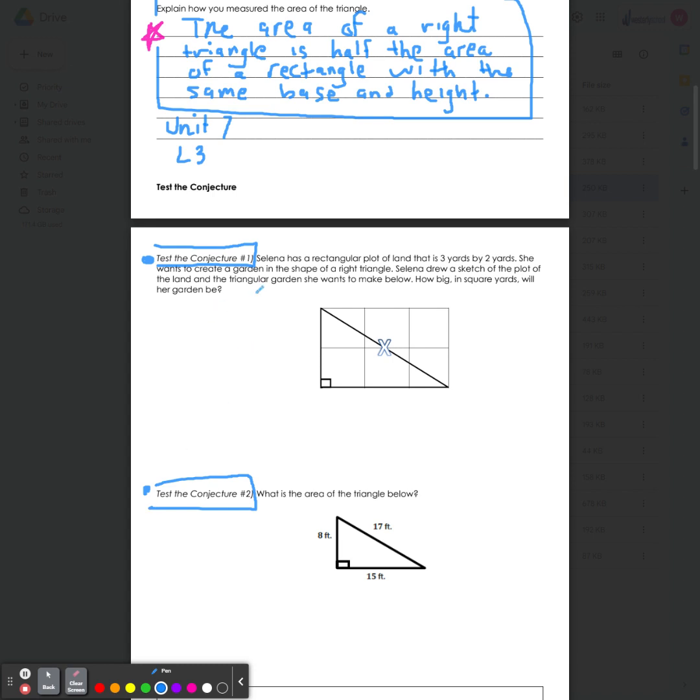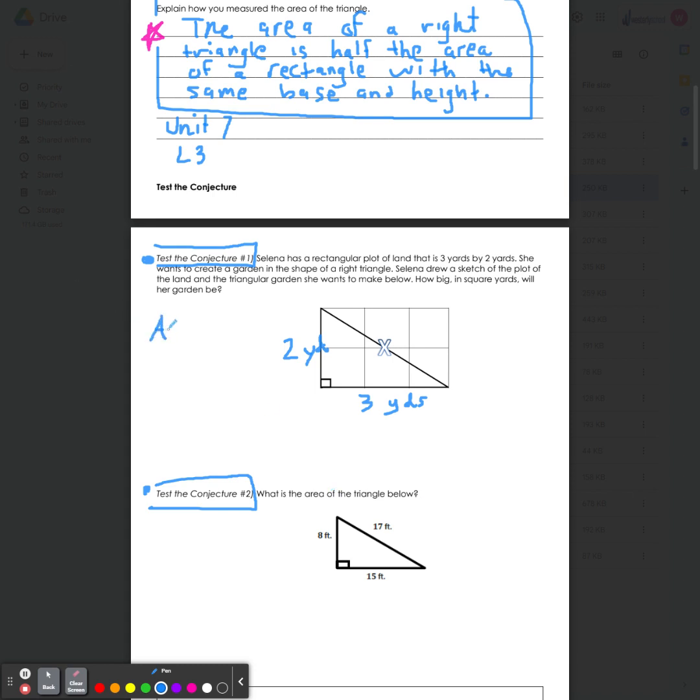All right. Selena has a rectangular plot of land that is 3 yards by 2 yards. So we see 1, 2, 3. So this is 3 yards by 2 yards. She wants to create a garden in the shape of a right triangle. So Selena draws a sketch of the plot of land and the triangular garden she wants to make below. How big in square yards will her garden be?